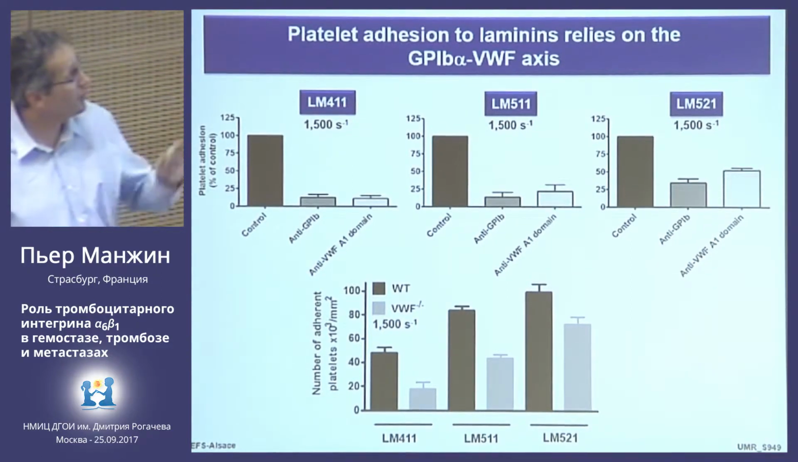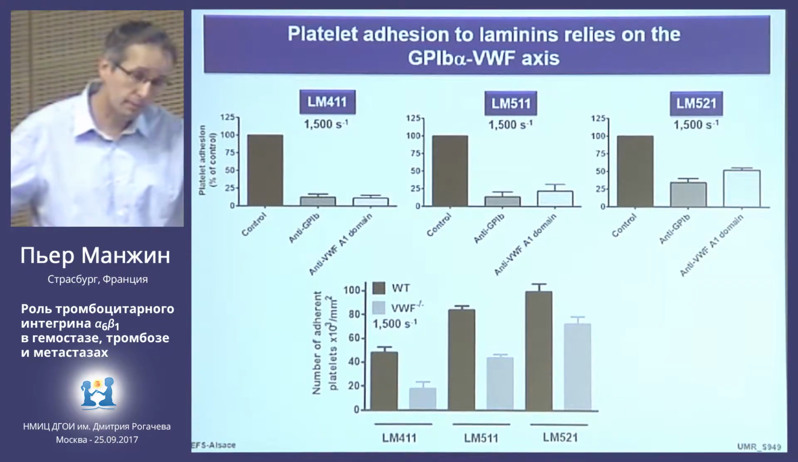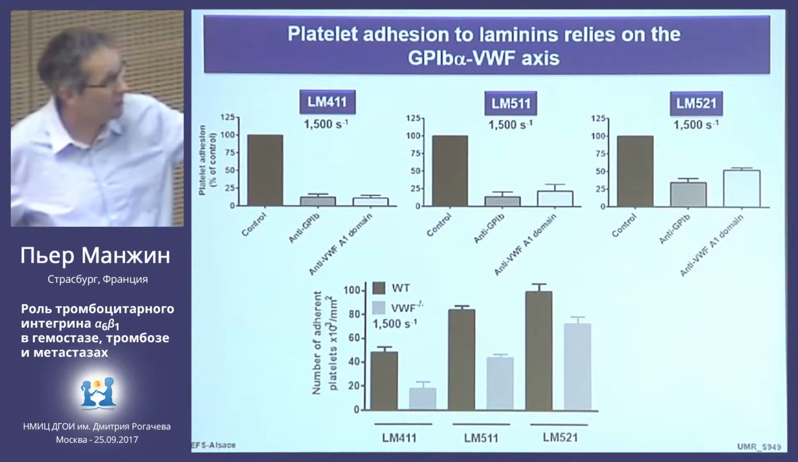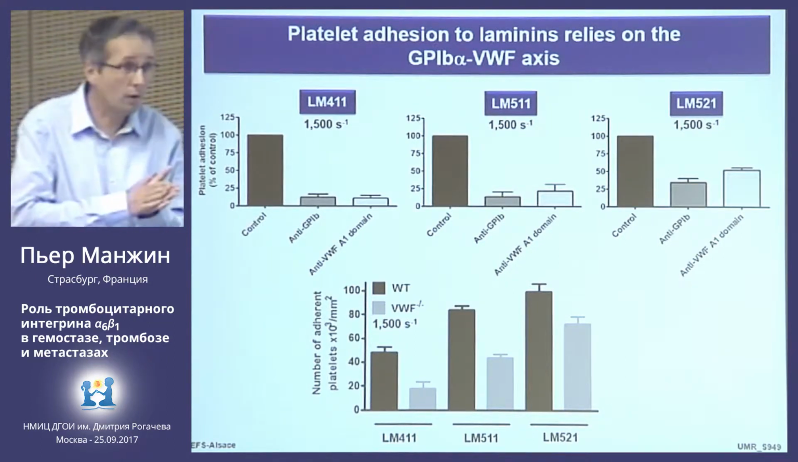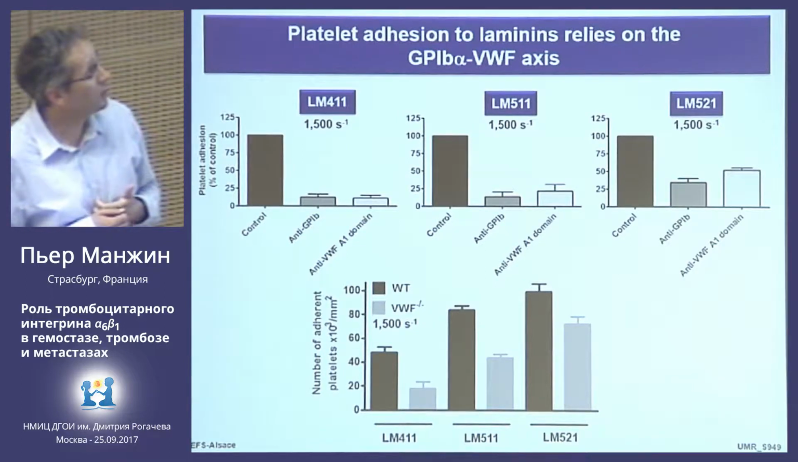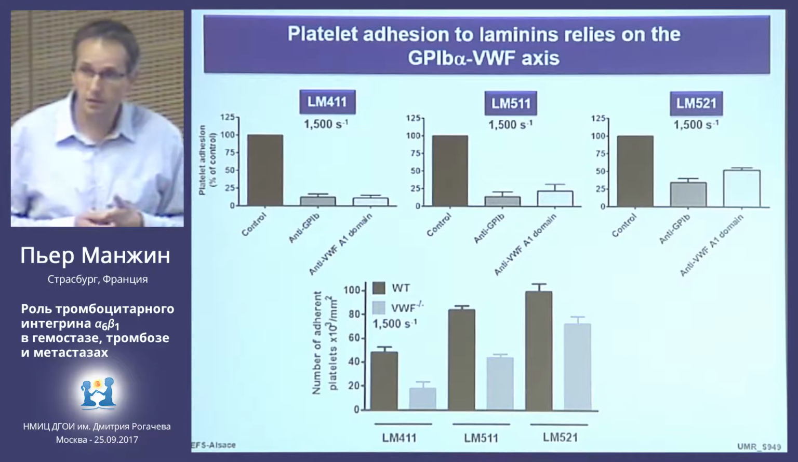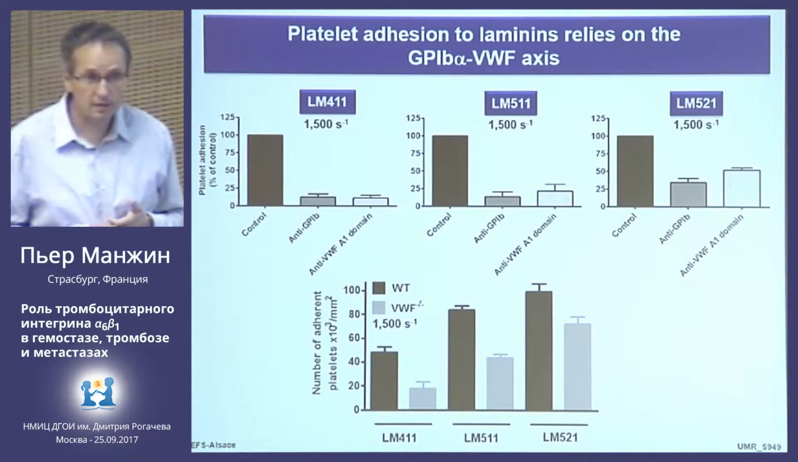And what we observe is that blocking the A1 domain of VWF, the binding domain for GPIb, or, at the opposite, the GPIb binding domain on VWF, inhibited quite strongly platelet interaction on all 3 types of laminins, clearly indicating that indeed the GPIb-VWF axis is important here.